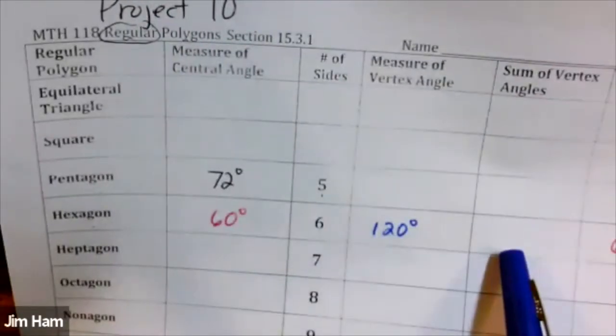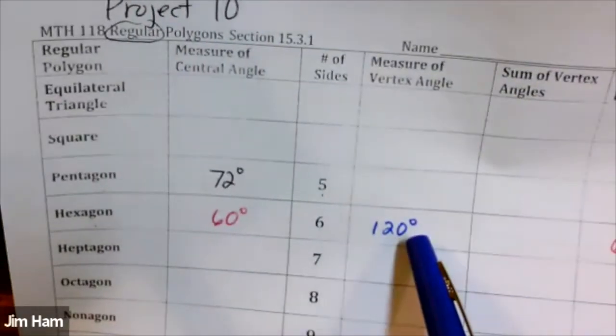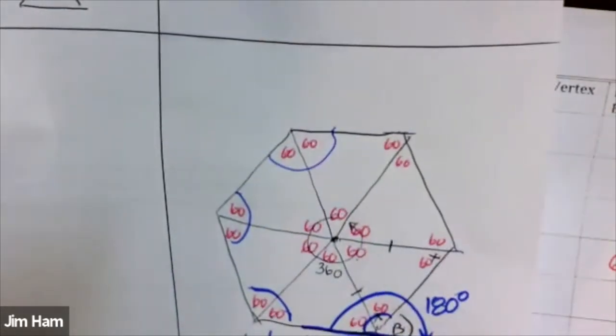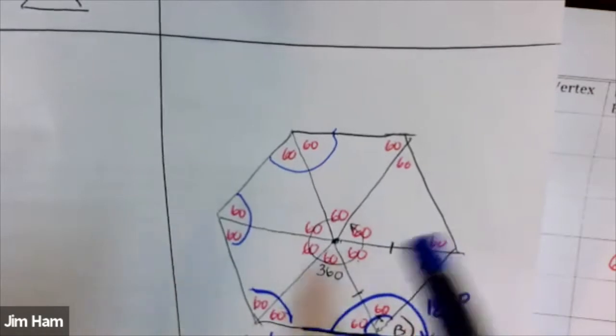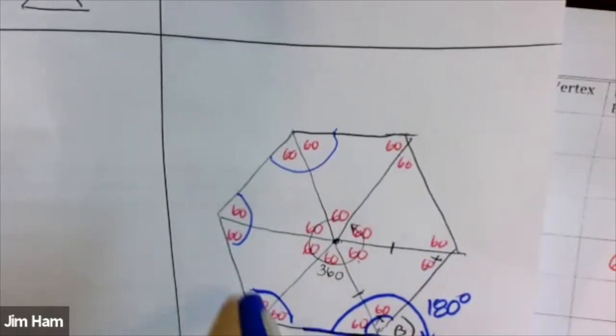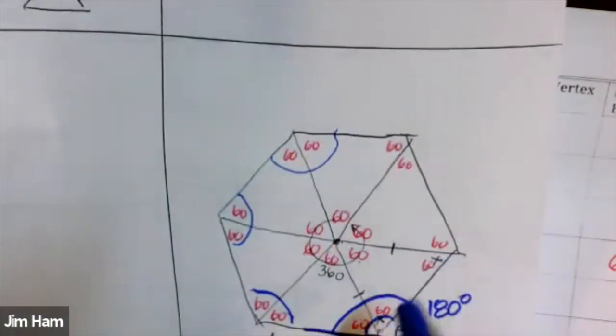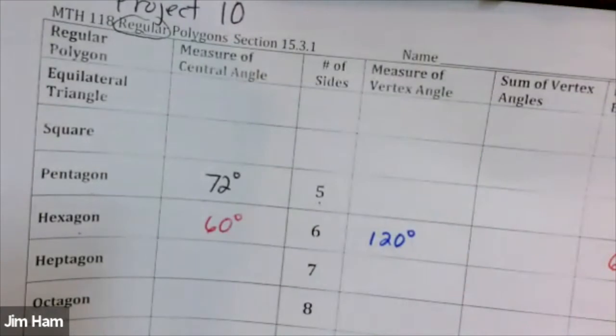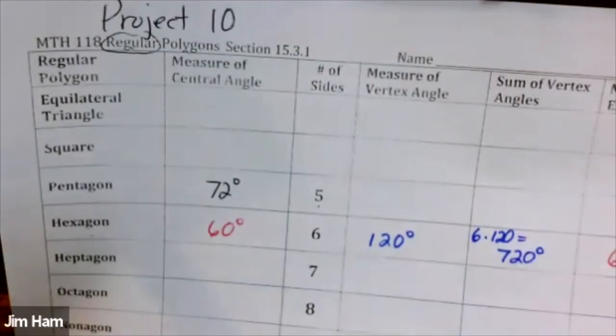But the sum of the vertex angles: if this is one vertex angle, 120, we have 1, 2, 3, 4, 5, 6 of them. We have 6 vertex angles. So if we wanted to add up the sum of all these vertex angles, you could just take 6 times the size of the vertex angle, which is 6 times 120, so 720 degrees.